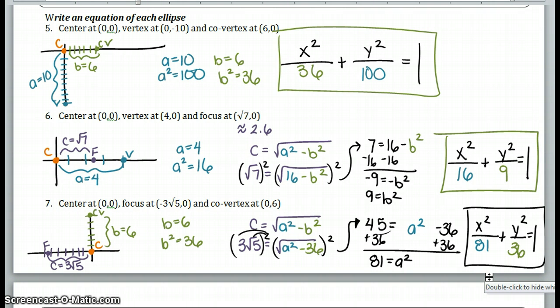At this point, you should be able to write the equation of an ellipse given certain critical information.